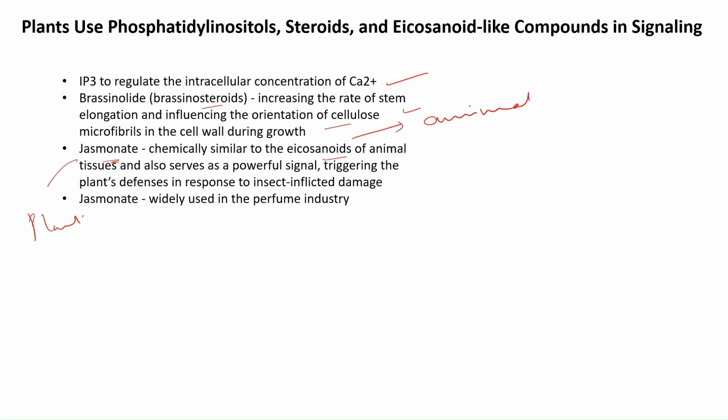So this jasmonate is equal to eicosanoid. And what is its function in plants? It helps to protect plants from insect-related damage. Now this jasmonate, because it has a jasmine smell, is also used in the perfume industry.